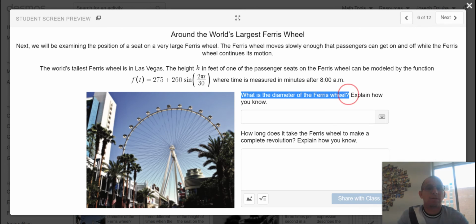The diameter of the Ferris wheel we know is double the radii. And looking at this function, we should be able to identify the radii. We've been provided the sine function because remember, sine represents the vertical distance from the center of the circular object.